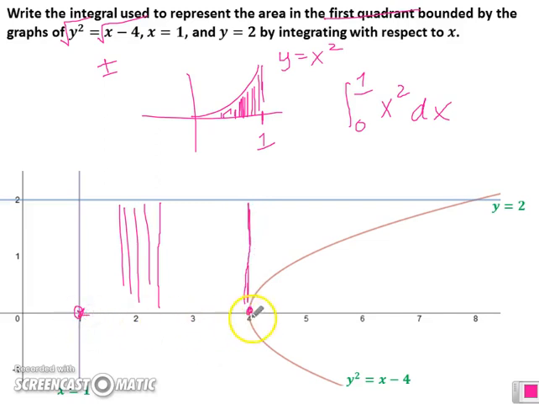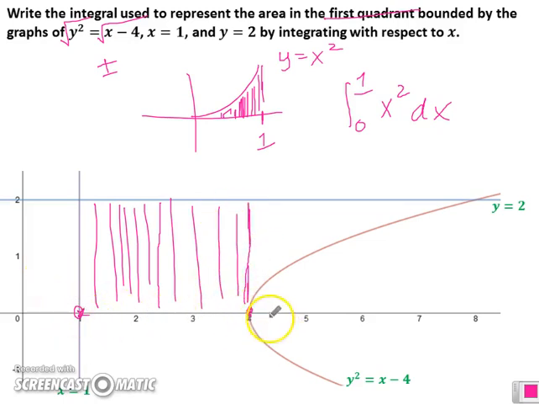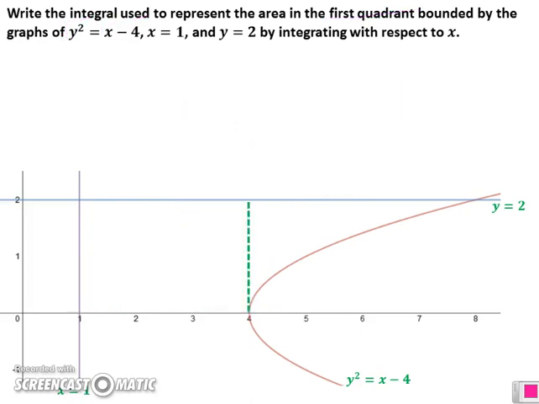Notice that from 1 to 4, the distance under the curve is 2 for every single little rectangle that would be drawn. It's actually just a rectangle right there, from 0 to 4. So don't make that any harder than it has to be, but we still have to write this as an integral. We're not finding the area this time, we're actually just writing it out as an integral.